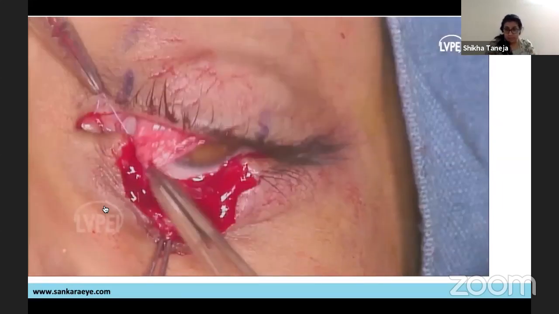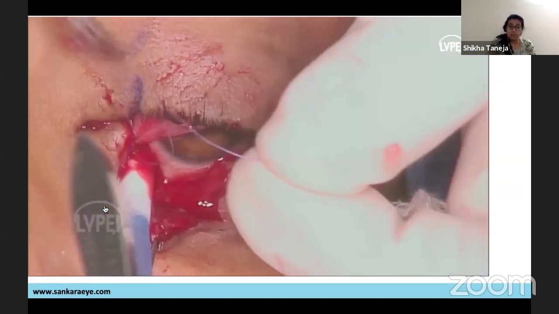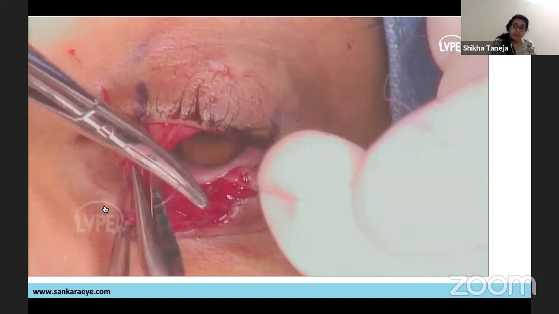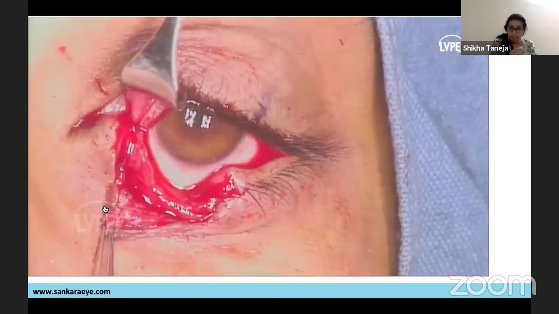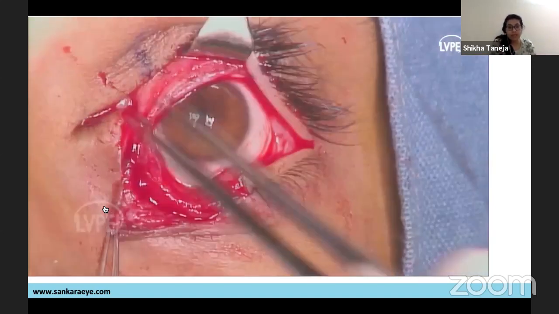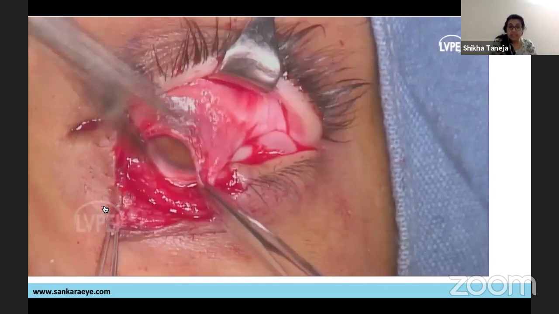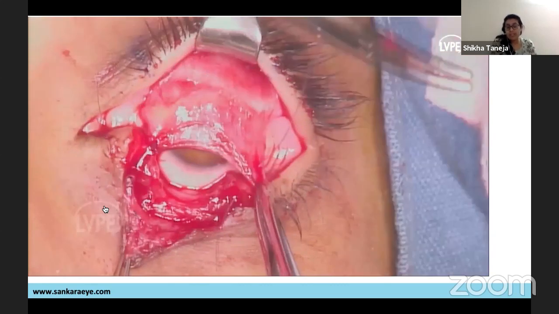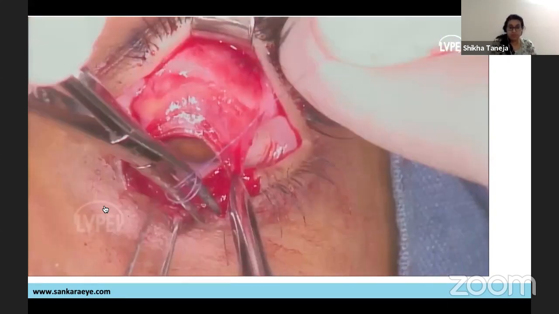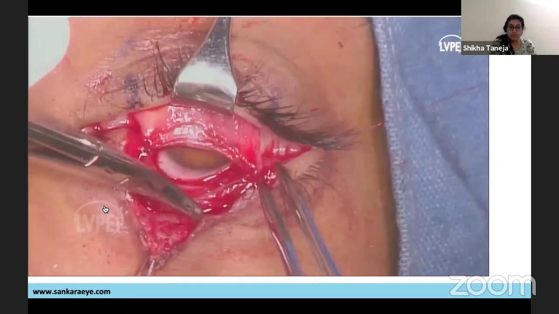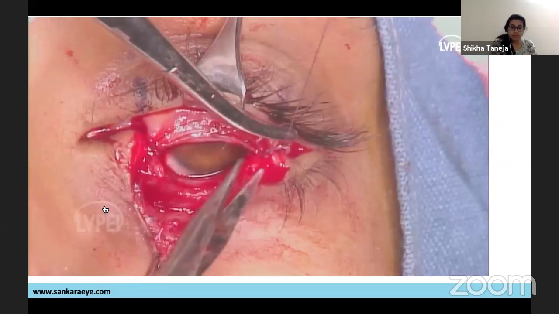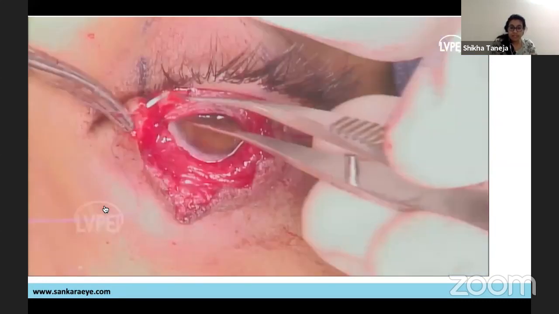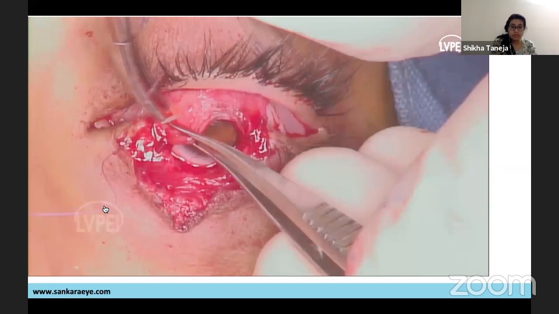After that, the flap is lifted down, and whatever remnant tarsal plate we have, we suture the flap tarsal plate with 6-0 Vicryl. Again, care has to be taken that it is not a full thickness bite so that it doesn't irritate the cornea, eventually leading to further complications. The sutures have been taken with 6-0 Vicryl over here.